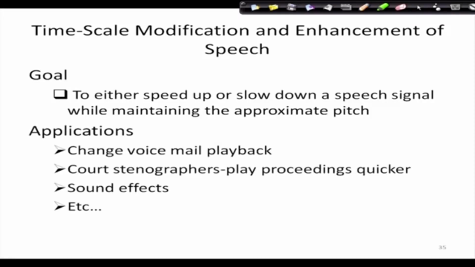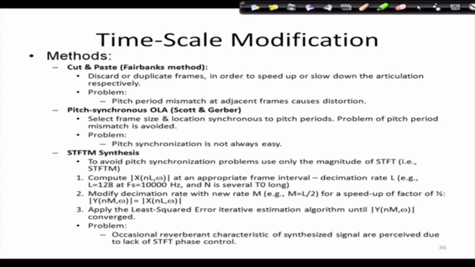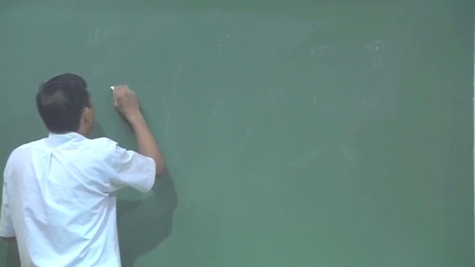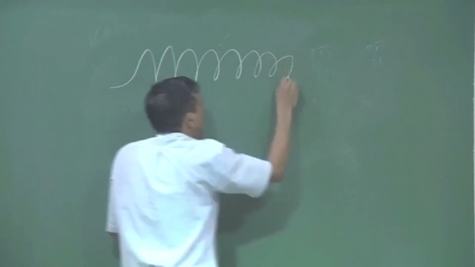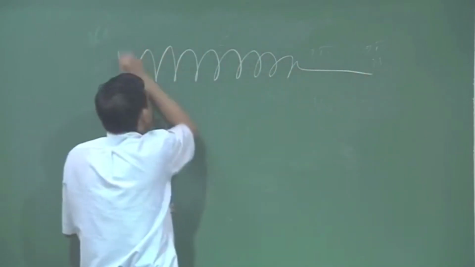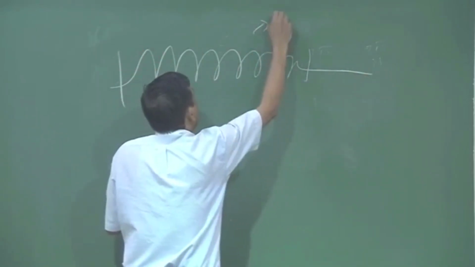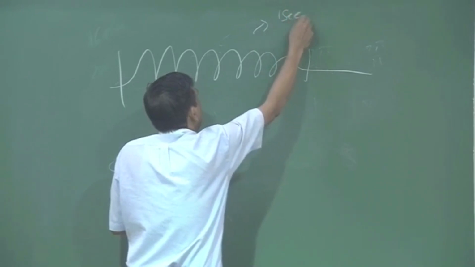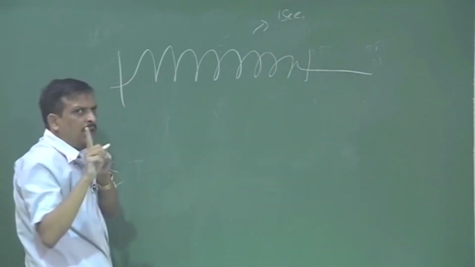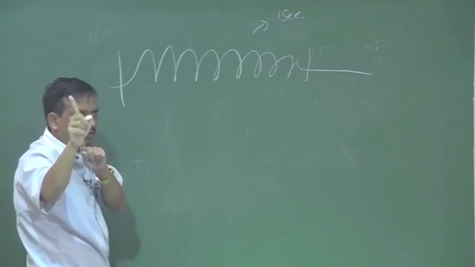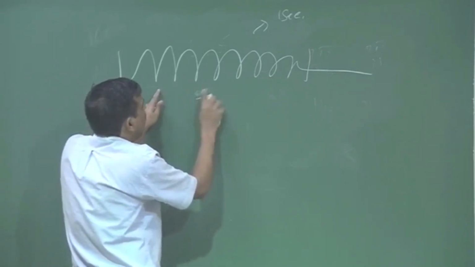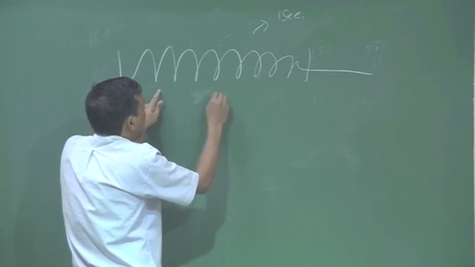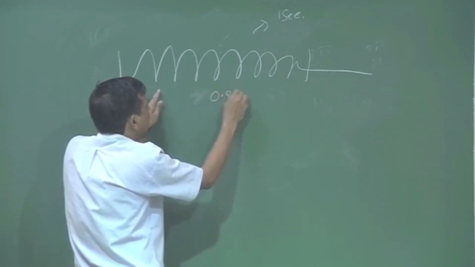So, in time scale modification, cut and paste. Suppose this is my voicing segment. I say something and there is a voicing segment. This voicing segment represents, let us say, 1 second. If I want to match with the lip movement in the video, I have to make it, instead of 1 second, 0.8 second.